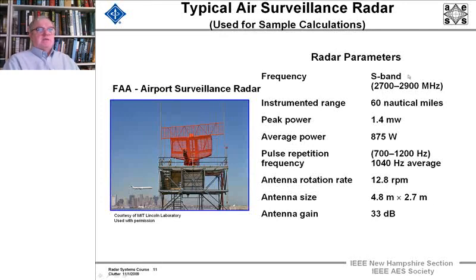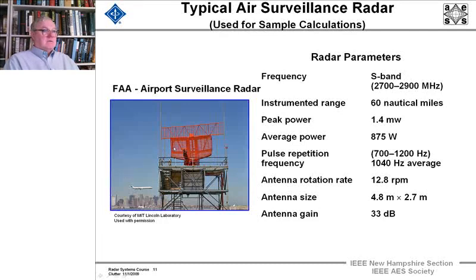They operate at S-band, 10 centimeters wavelength, and the frequencies are 2700 to 2900 megahertz. They have an instrumented range to 60 nautical miles, peak power of about 1.4 megawatts, and average power less than a kilowatt. And the pulse repetition rate, the PRF, averages about a kilohertz. The antenna rotates at 12.8 RPM.